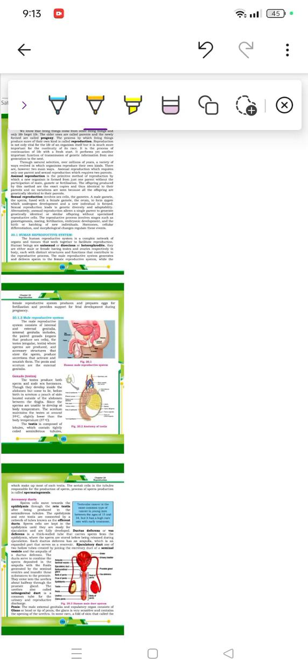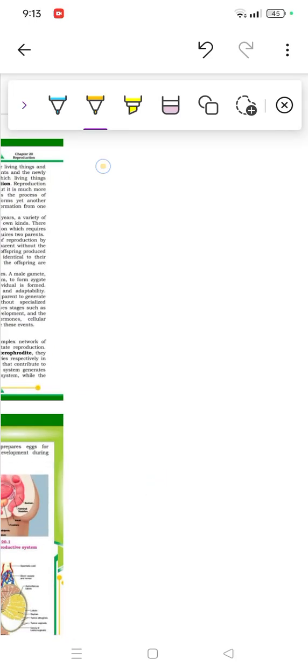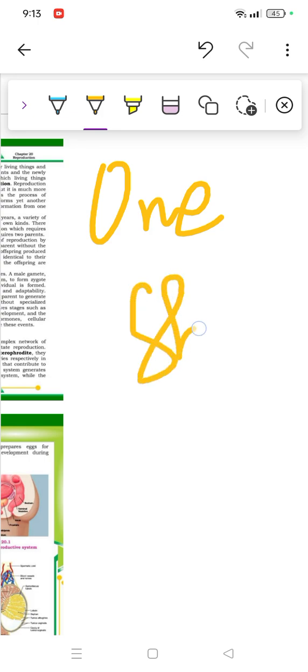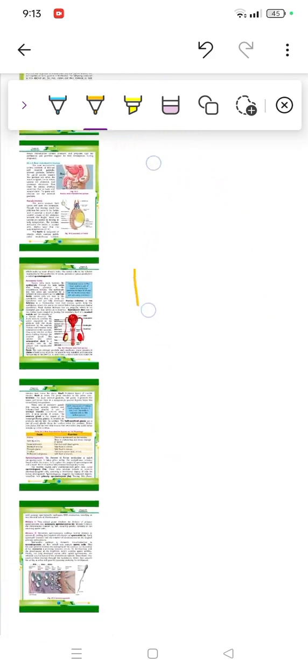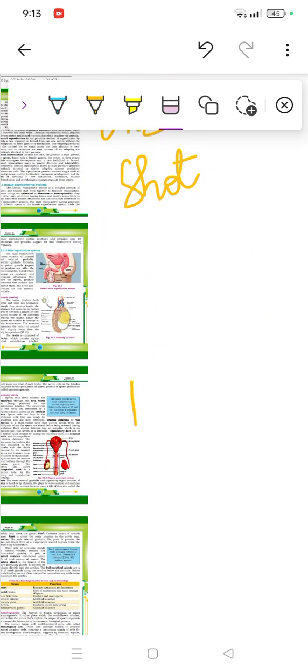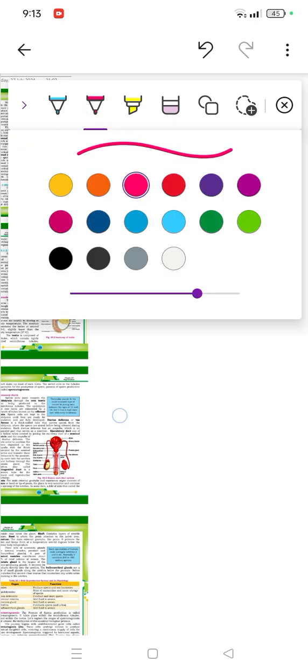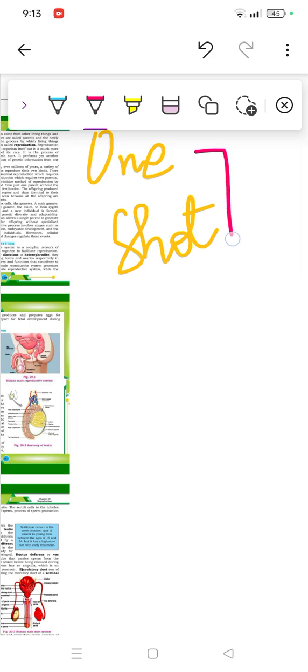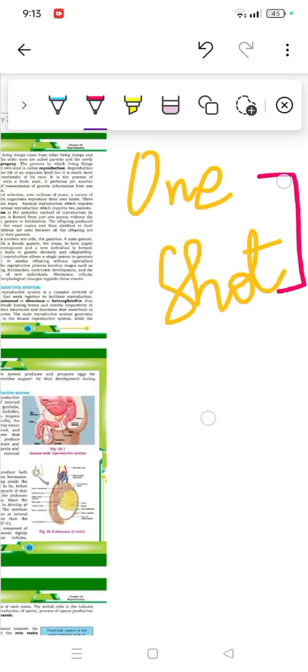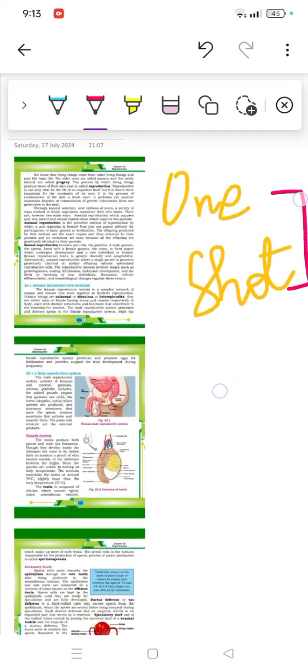So today we are going to cover the human reproductive system, the male reproductive system basically, in one shot. I'll cover all the things from all these pages of a book. If you want the detailed lectures, you can also find them on my channel. But if not, and you just want one shot, you can see that. I'm starting from the very basics, all the terms from this book.